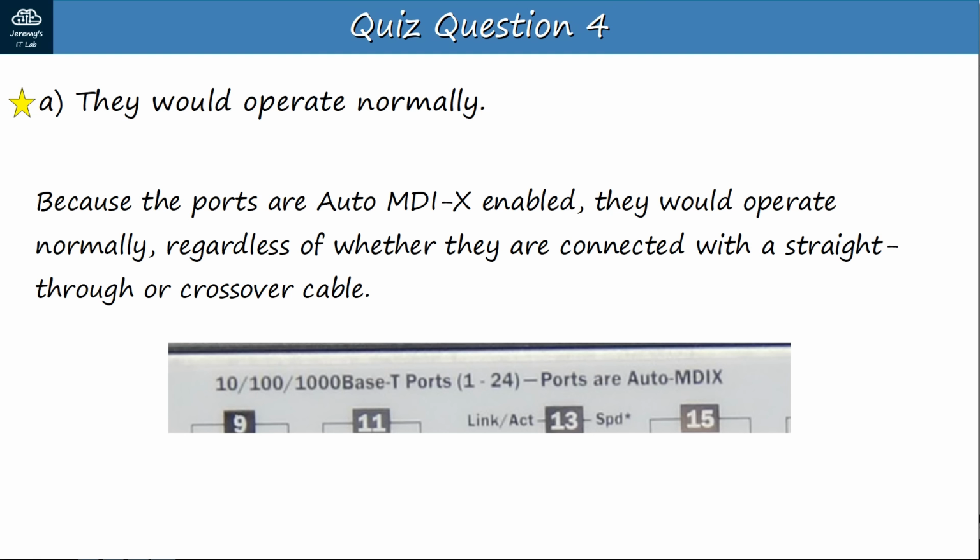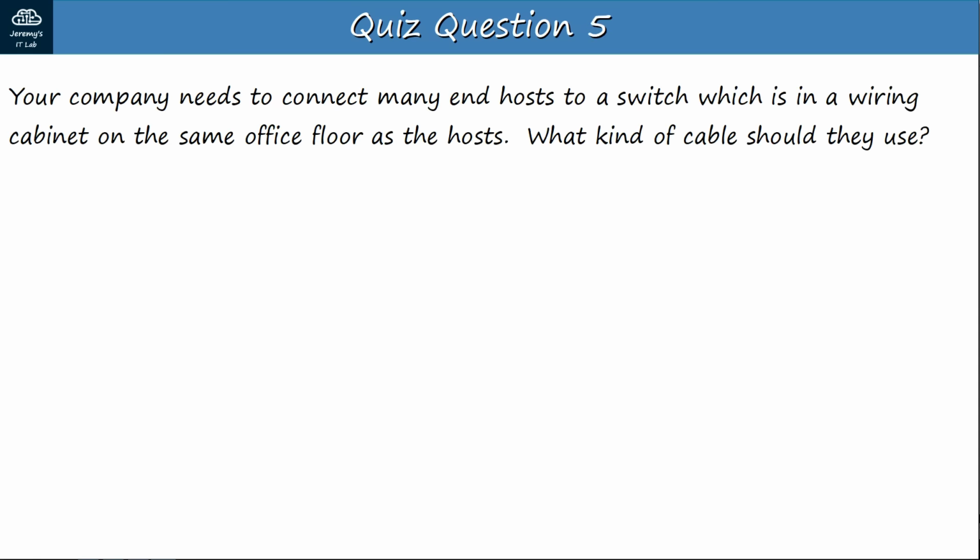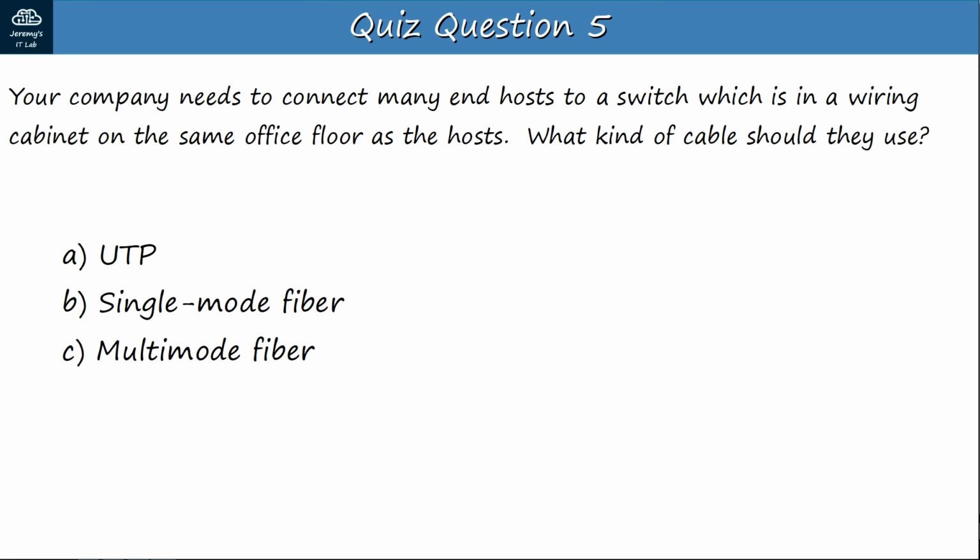Let's go to the final quiz question for this video. Your company needs to connect many end hosts to a switch which is in a wiring cabinet on the same office floor as the hosts. What kind of cable should they use? A, UTP. B, single-mode fiber. Or C, multimode fiber. Pause the video to think about your answer. The answer is A, UTP.